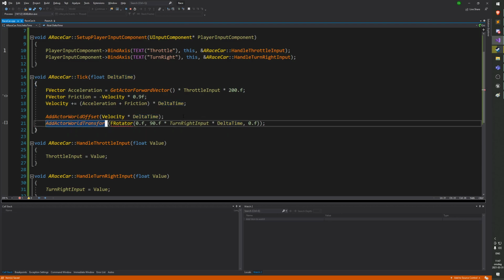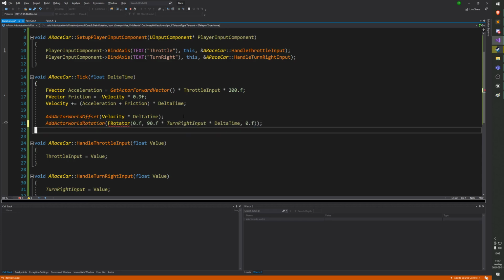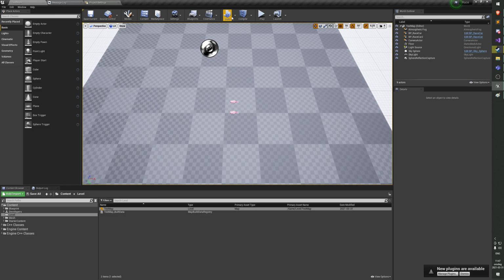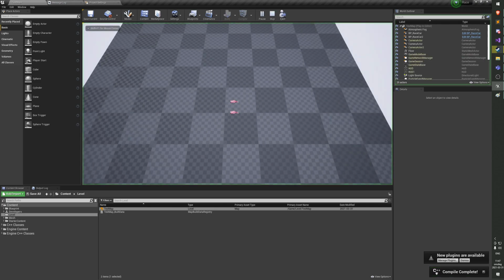Oh, added active world transform. Whoops. Rotation. Okay, so let's compile. And let's see what happens.